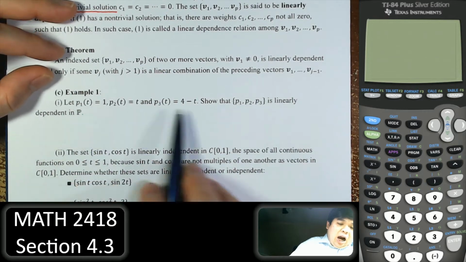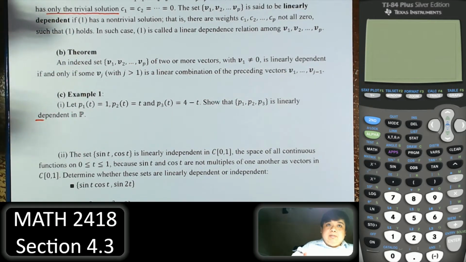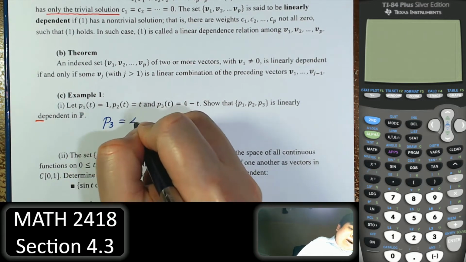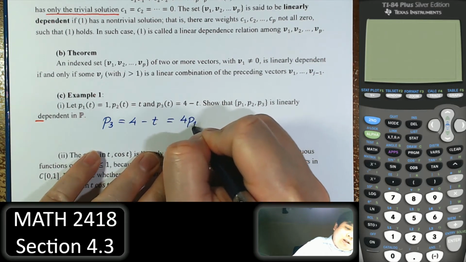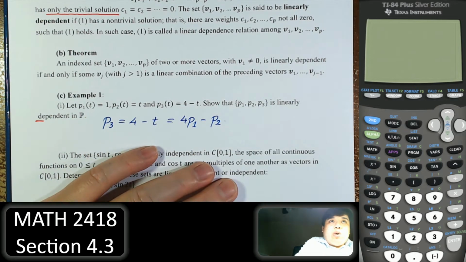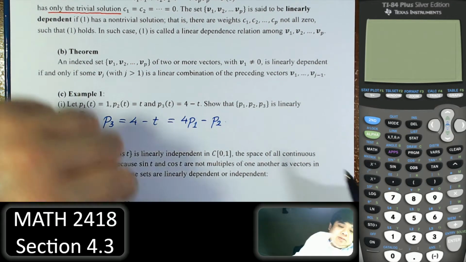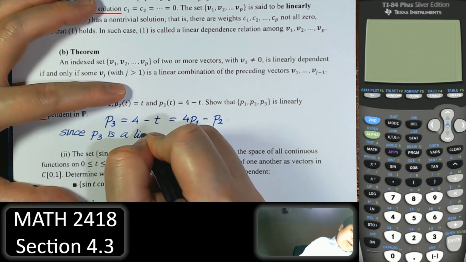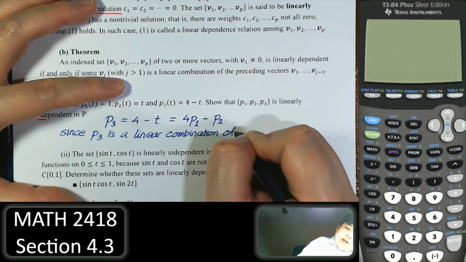So it says, show that this set of these three vectors is linearly dependent. Linearly dependent means that the homogeneous equation has a non-trivial solution. But an easier way to say that, we can say p3 is equal to 4 minus t, where p1 is equal to 1 and p2 is equal to t. So this is 4 times p1 minus p2. So since p3 is a linear combination of p1 and p2, this set is linearly dependent.